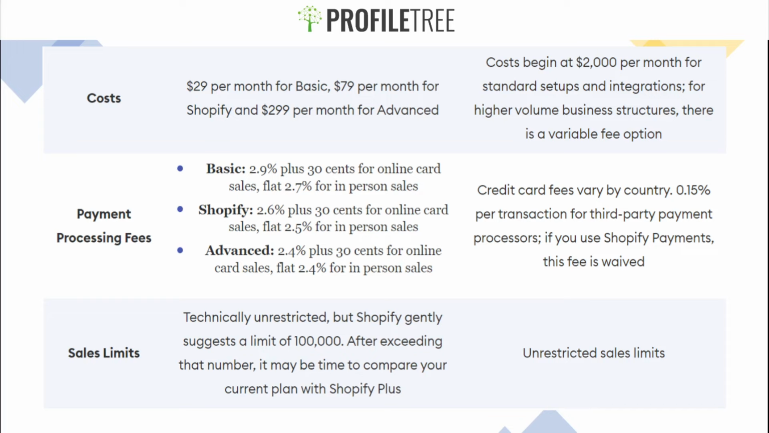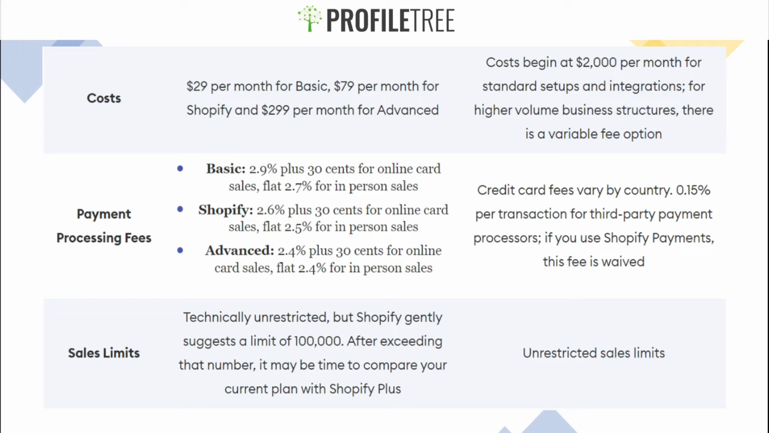Now, with payment processing fees, as you can see there with basic, Shopify, and advanced, you've got 2.9% plus 30 cents for online card sales with a flat 2.7% rate for in-person sales. You've got your Shopify with 2.6% plus 30 cents for online card sales, flat 2.5% for in-person sales.